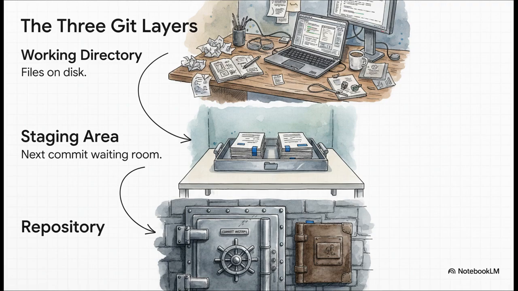First off, you have your working directory. These are the actual, tangible files you're looking at right now in your code editor. Second, there's the staging area, which is sometimes called the index. Think of this as the waiting room. It's where you meticulously prepare exactly what's going to go into your very next snapshot. And third, we have the repository. This is the permanent database of commits we were just talking about.